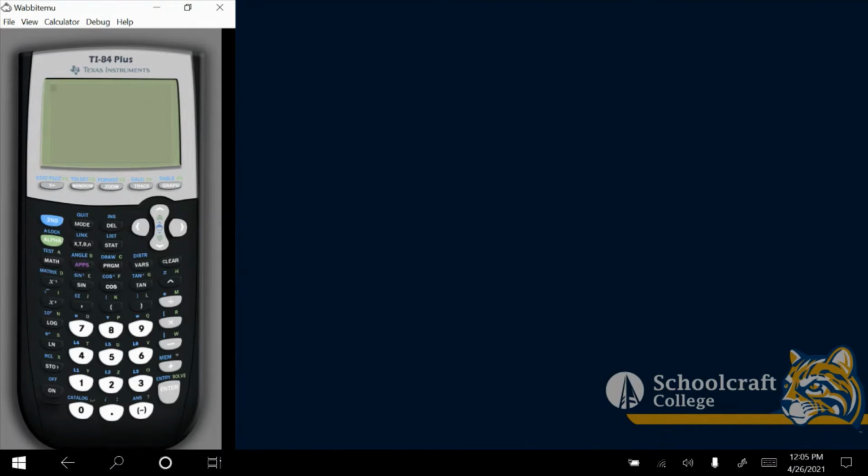But anyway, let's press the math button. Okay, so let's press math. And then we're going to arrow over to the number column. And I'm going to shortcut going all the way down by pressing the up arrow key. And I'd like us to go to option 0, where it says remainder.